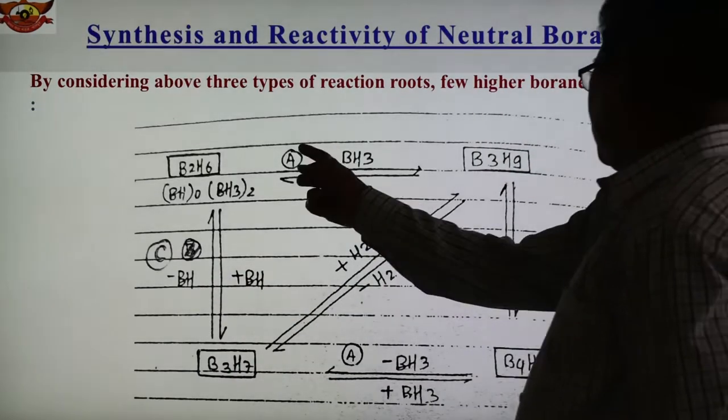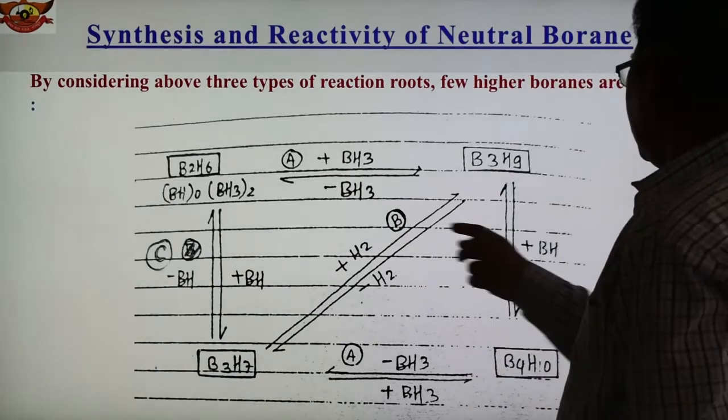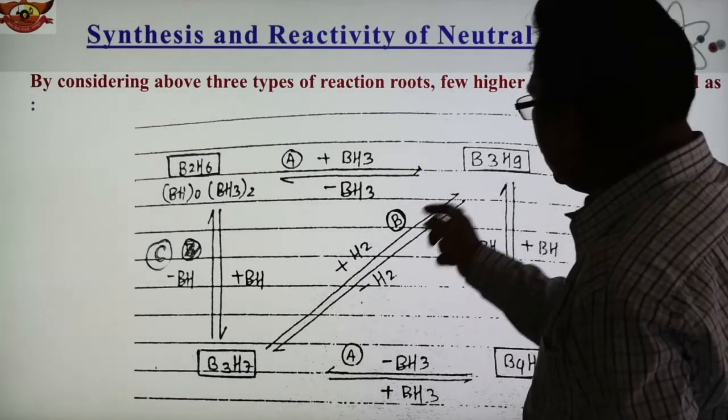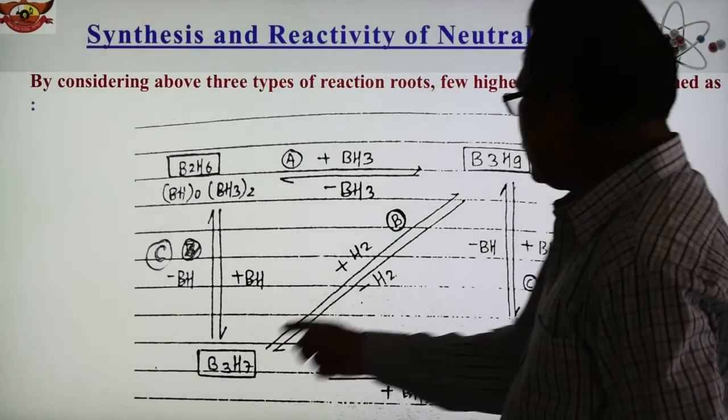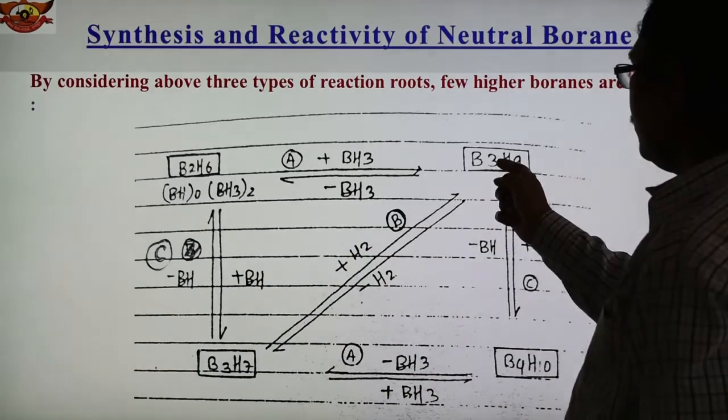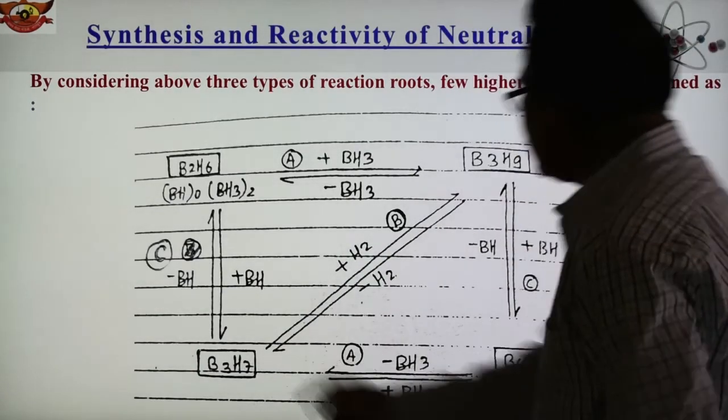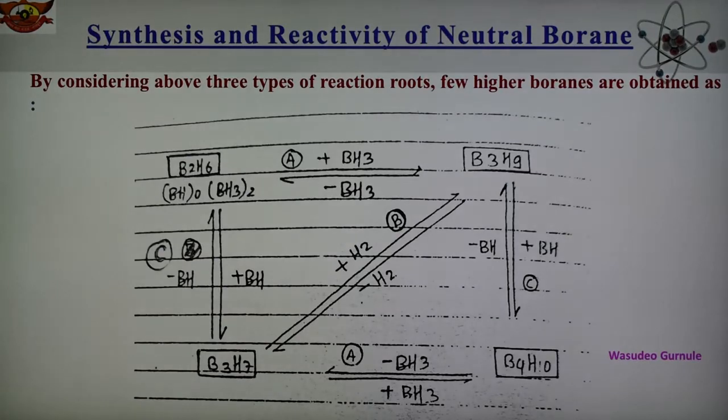So this is A, this is B, and this is C. And in case B, we have B3H7 plus H2 giving this compound, and removal of H2 gives this compound. So in this way, different routes of synthesis of the higher boranes are shown in this diagram. Higher neutral boranes can be synthesized, taking this as an example.